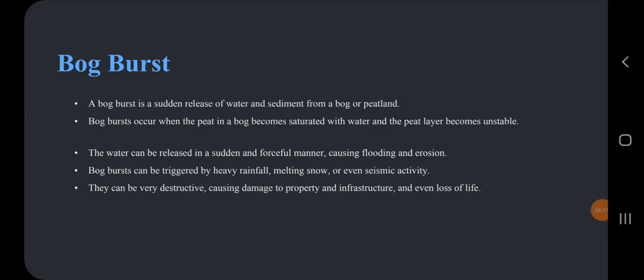Bog bursts can be triggered by heavy rainfall, melting snow, or even seismic activity. They can be very destructive, causing extensive damage to property and infrastructure and even loss of life.